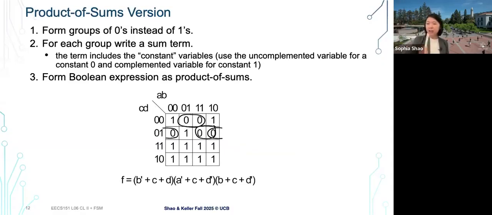We talked about how we group ones, and that's one of the most common ways to do the simplification, where you get a sum of products, similar to the way we expressed a Boolean expression earlier.